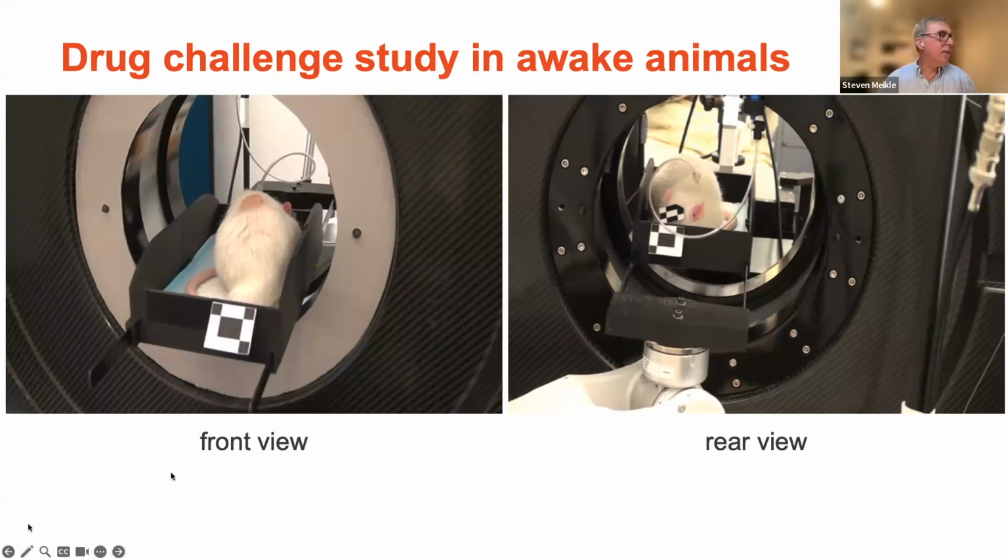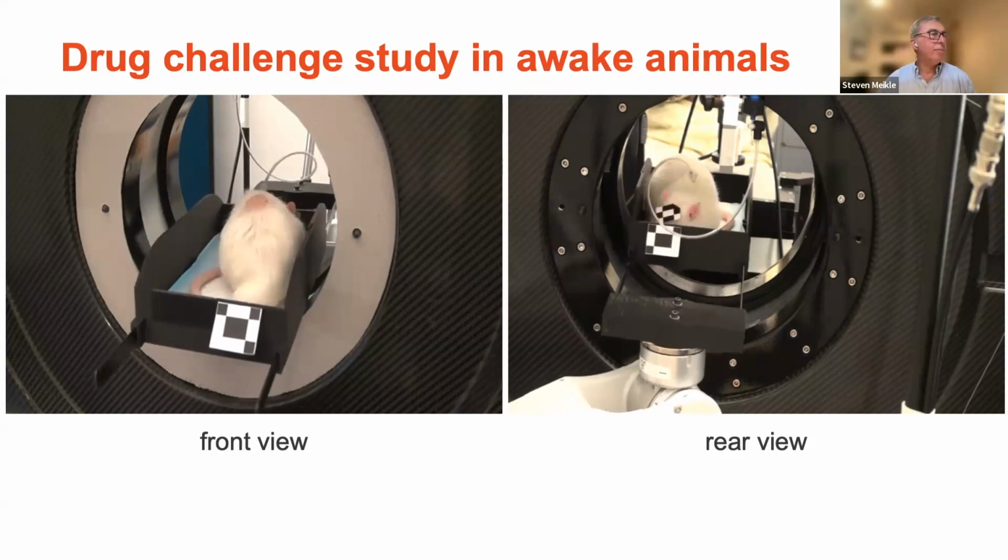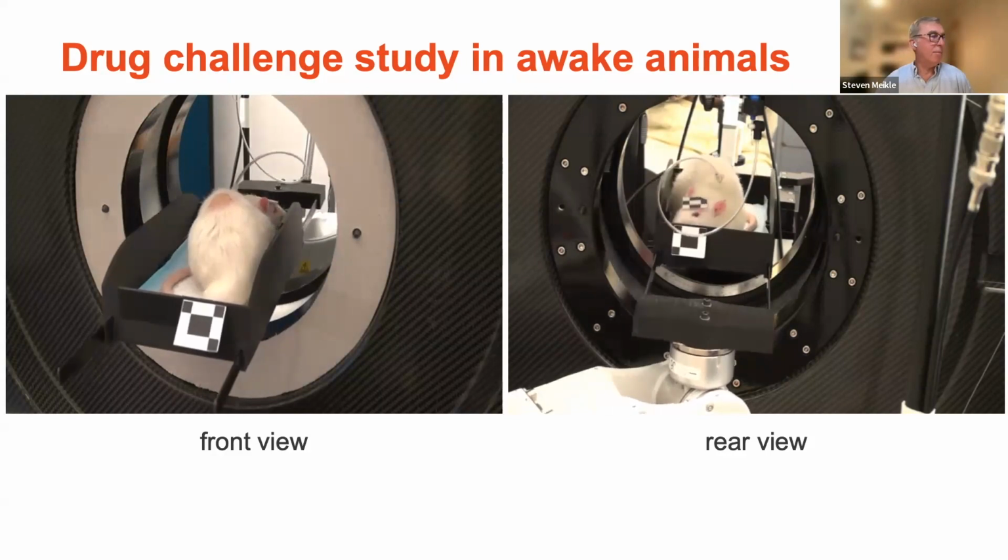So I'm just going to start these videos. This is an awake rat, as Evan mentioned. We've been doing quite a bit of this in Sydney. And I'll just let the video run. It's an awake rat. You're seeing a video from the front and the back of the micropet scanner. So it's the same animal.